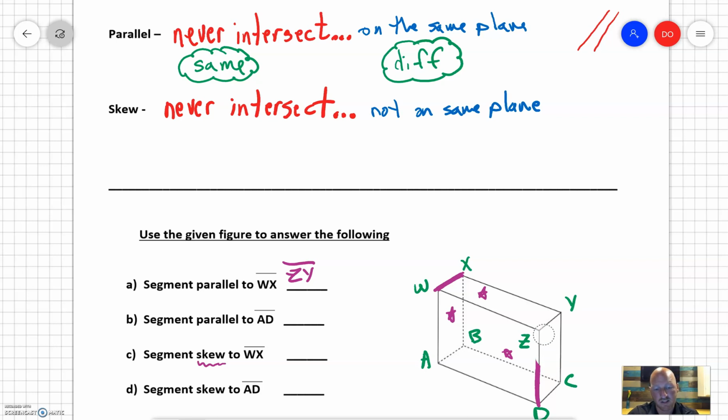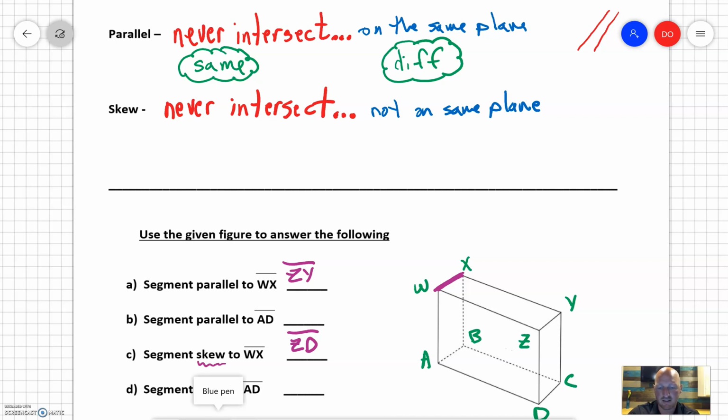If I want to pick more skew segments, as long as I pick segments that aren't traveling in the same direction as WX and don't run into it, I have myself skew segments, such as YC travels up and down. BC travels in the back, from the back left to the back right. That's traveling in a different direction, doesn't intersect WX, therefore those segments are skew as well. So we'll write down for our answer, let's see, the first one we had was segment ZD. Lots of segments on there that are skew.